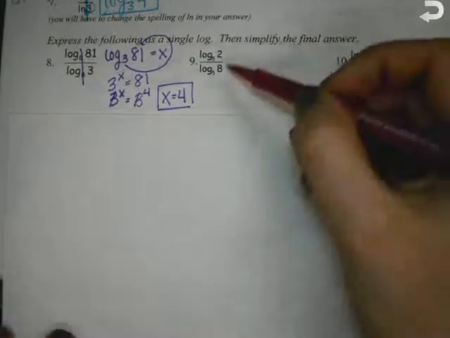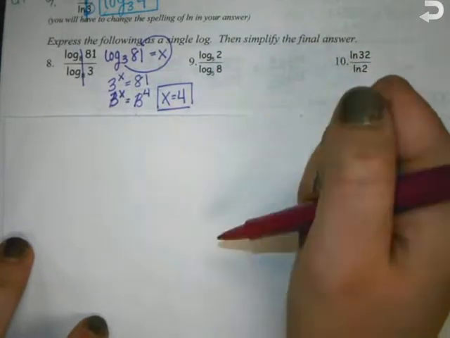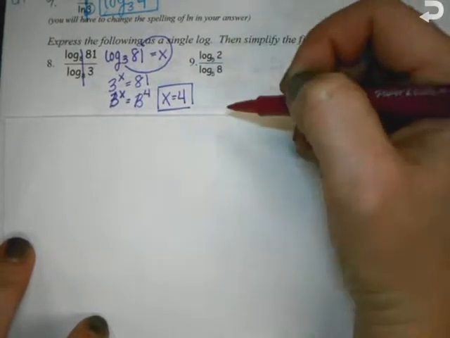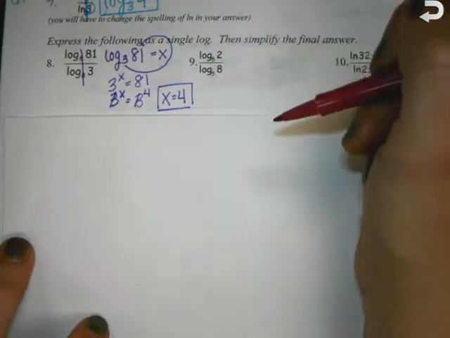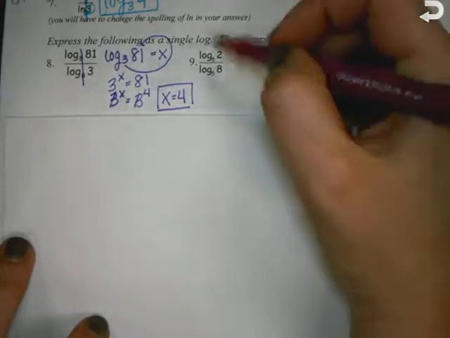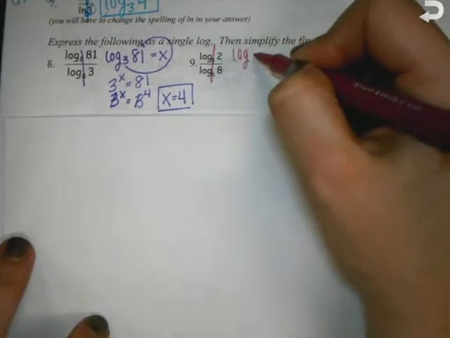How do you feel about that? Feel good? Decent? Okay, how about number 9? How would I rewrite this one? Log base 5 of 2 over log base 5 of 8. What can I do first? Shayla, what do I do first? Drop the 5. Of 2. Good. Set it equal to x.